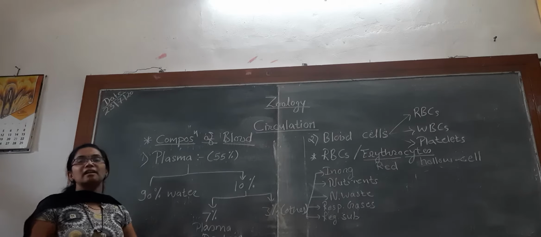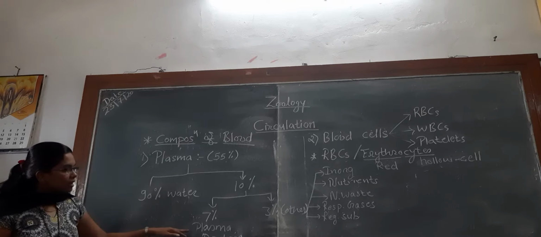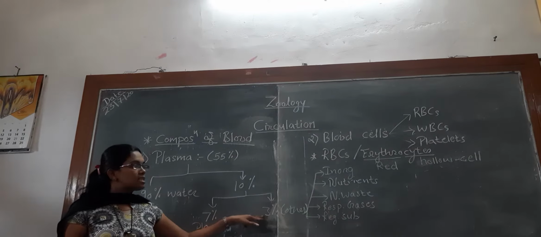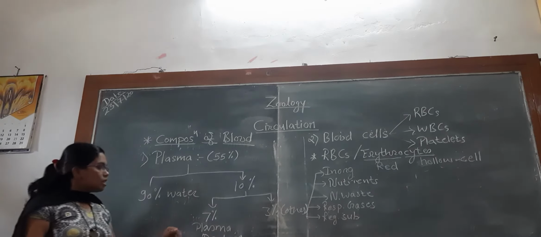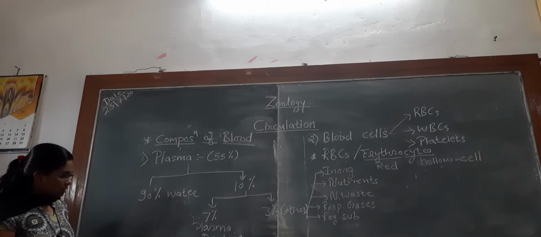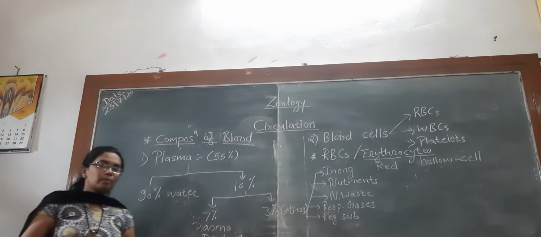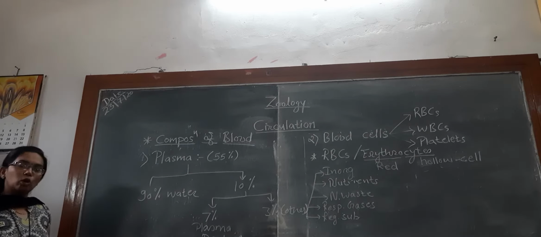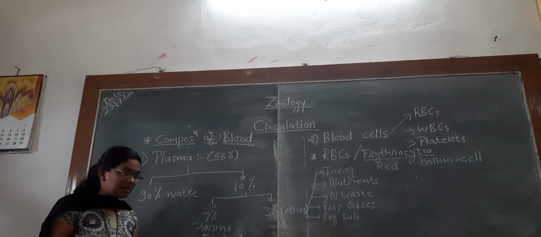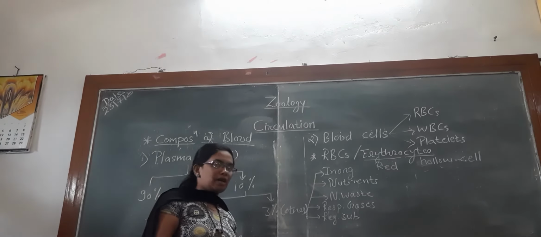Plasma is the fluid part of the blood and it consists of 90% water and 10% other solids. Among the 10% other solids, 7% is plasma protein and 3% is other constituents. In the plasma proteins, there are five types: the first is serum globulin, then second albumin, third prothrombinase, fourth fibrinogen, and fifth heparin.